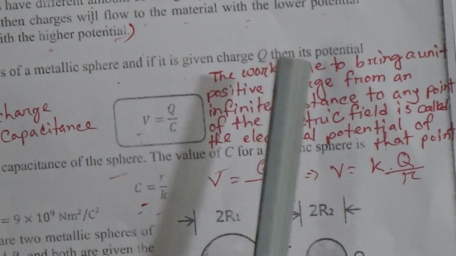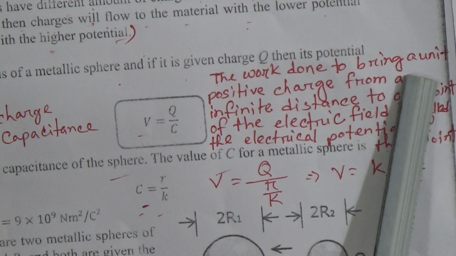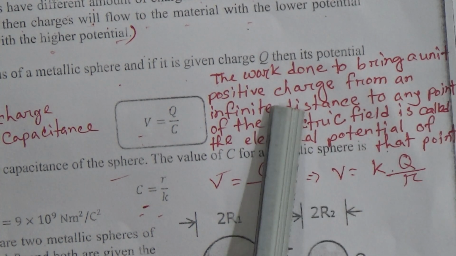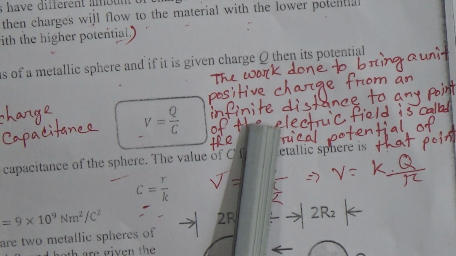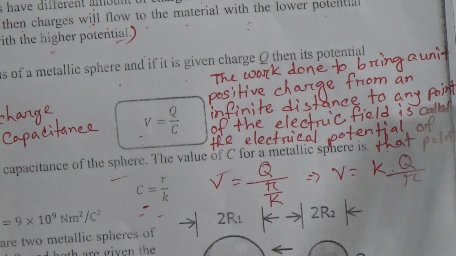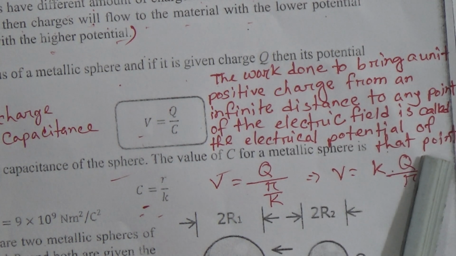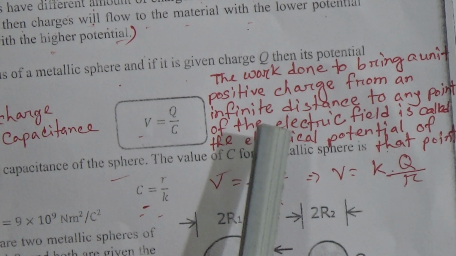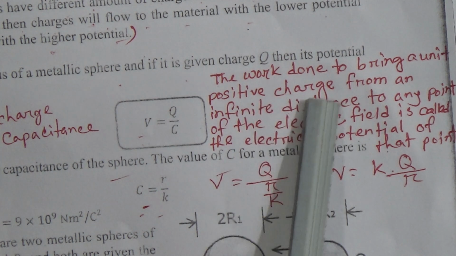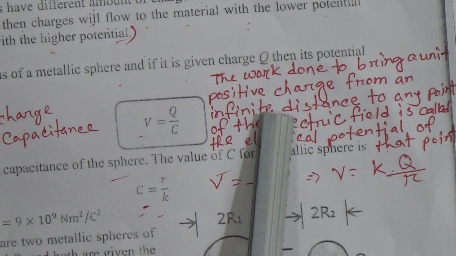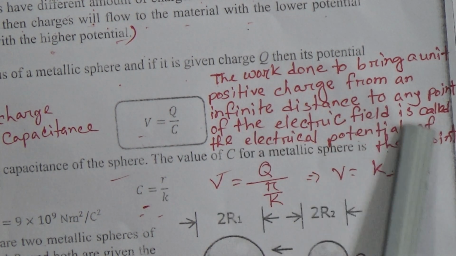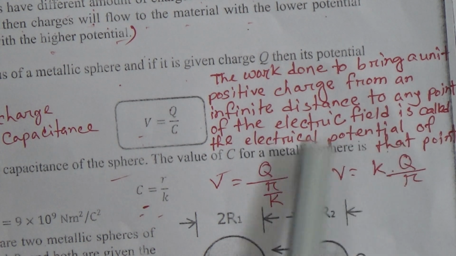The electric potential means the work done to bring a unit positive charge from an infinite distance to any point of the electric field is called the electric potential of that point. I repeat, the electric potential means the work done to bring a unit positive charge from an infinite distance to any point of the electric field is called electric potential of that point.